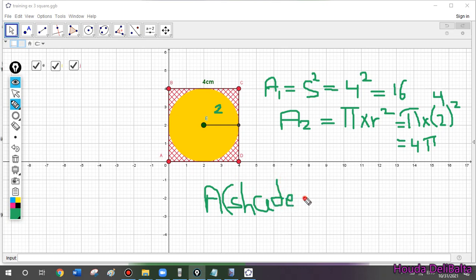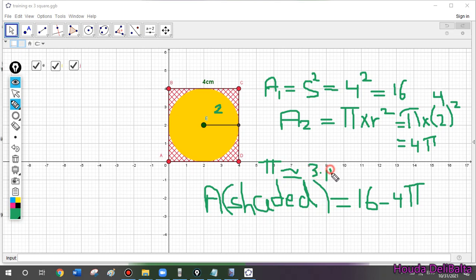Thus that shaded region, let's call it A shaded, is equal to the area of the square, which is 16, minus 4 pi.